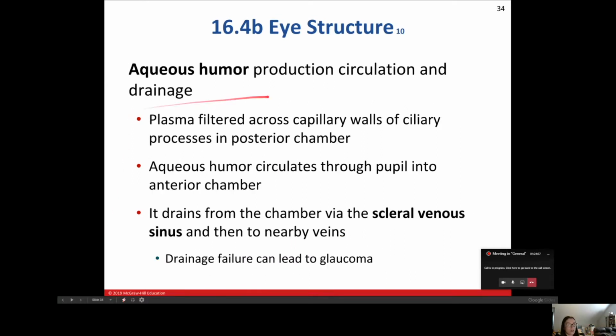And so we'll talk a little bit about how it circulates and how it drains. The plasma from the blood is filtered across the capillary walls within the ciliary processes, kind of like what happened in the choroid plexus for the CSF. We're going to push the water out, and it's going to become aqueous humor. It's going to go into the posterior chamber. Then it's going to circulate through the pupil and go into the anterior chamber. And it's going to drain there via the scleral venous sinuses, just like our CSF eventually drained in the dural venous sinuses. If we produce more but we don't drain enough, it's going to start filling up the eye and increasing the pressure inside the eye, and we call that glaucoma.